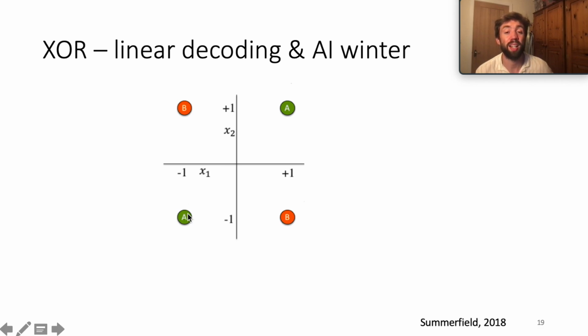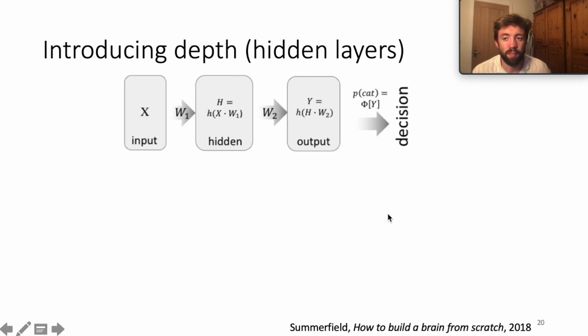So this is called XOR, or exclusive OR, because you want the network to respond if x1 or x2, but not both, are active with a plus 1 value. The reason a linear system cannot solve this is because there's no single straight line in this space that can separate the orange dots from the green dots. However, if you introduce depth in the form of at least one hidden layer, you can solve the XOR problem.